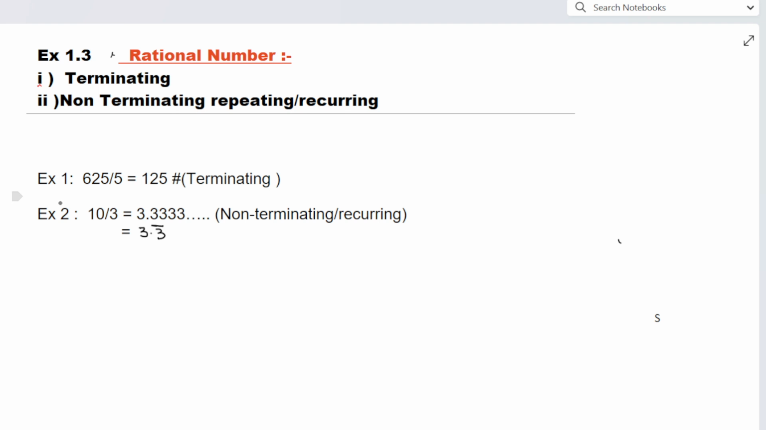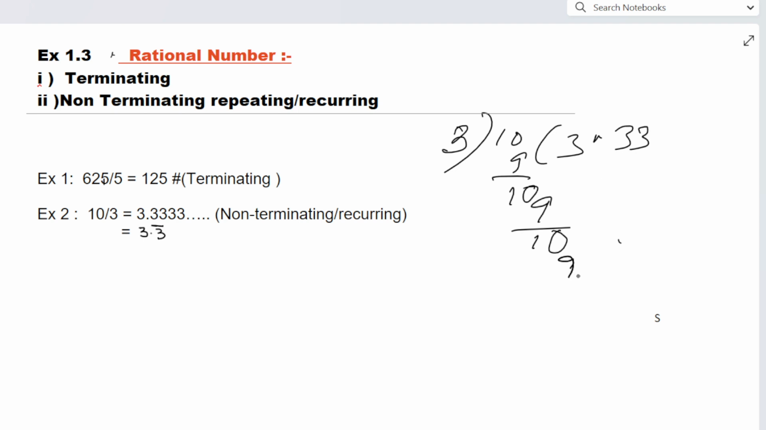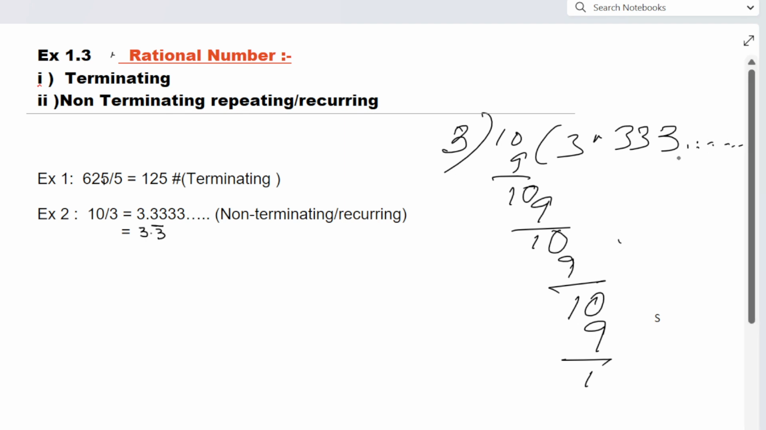Example 2: if I divide 10 by 3, I'll get some number like 3.333. See, this is non-ending, it will keep repeating. If you want to see, I can show you here. 10 divided by 3: 3 threes are 9, 1 point here, I have to take 0, as you know. Again 3 threes are 9, 1 point is there, so I take 0, again 3 threes are 9. Like this it will keep on repeating, so I'll just put dots. So 10 divided by 3, I'll get 3.33333.